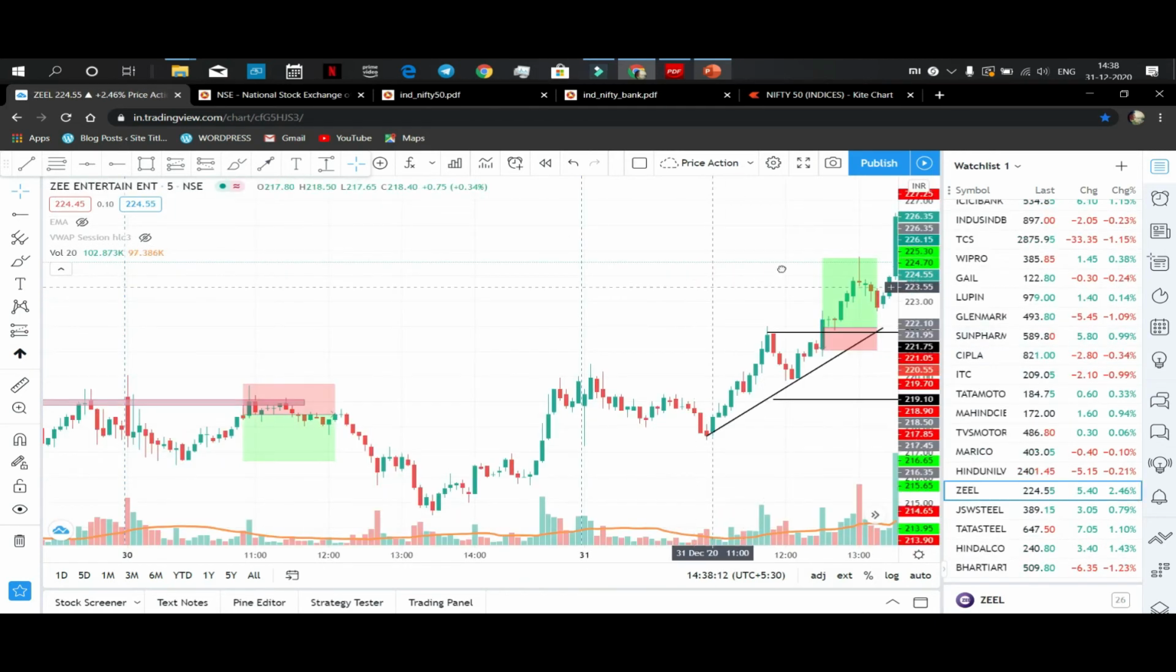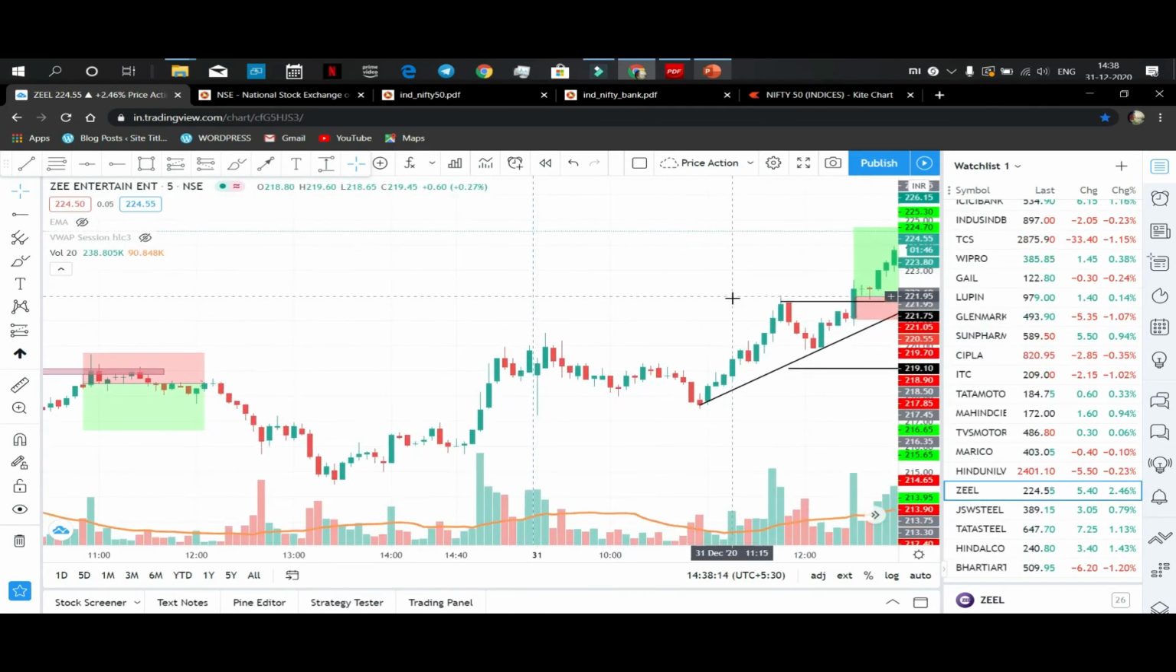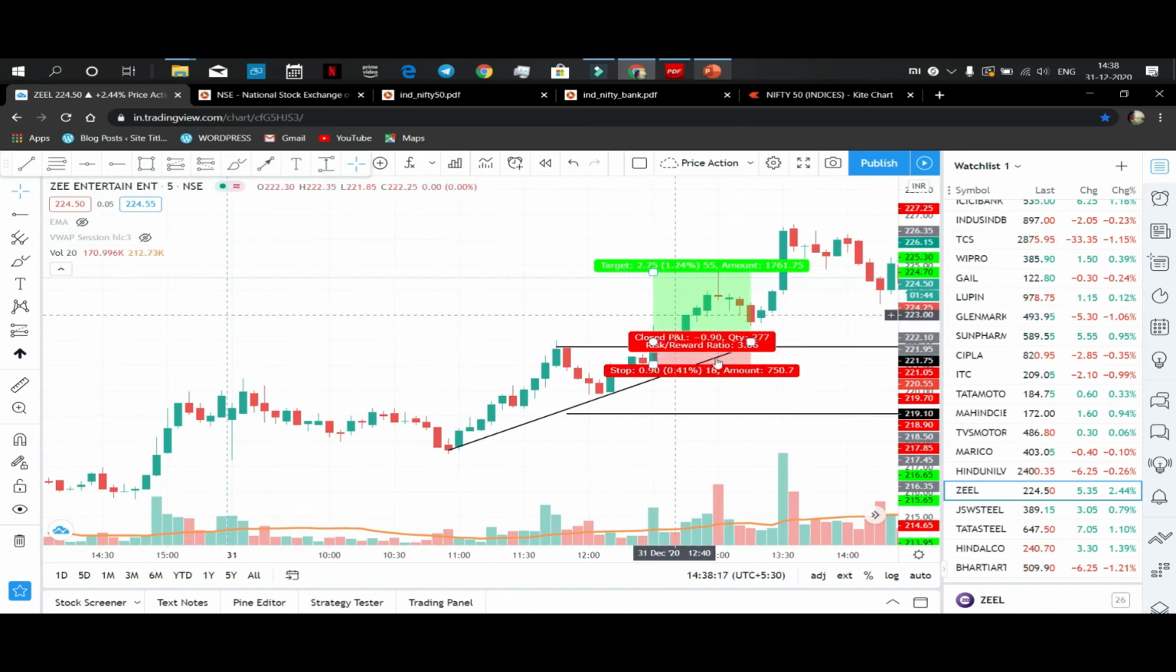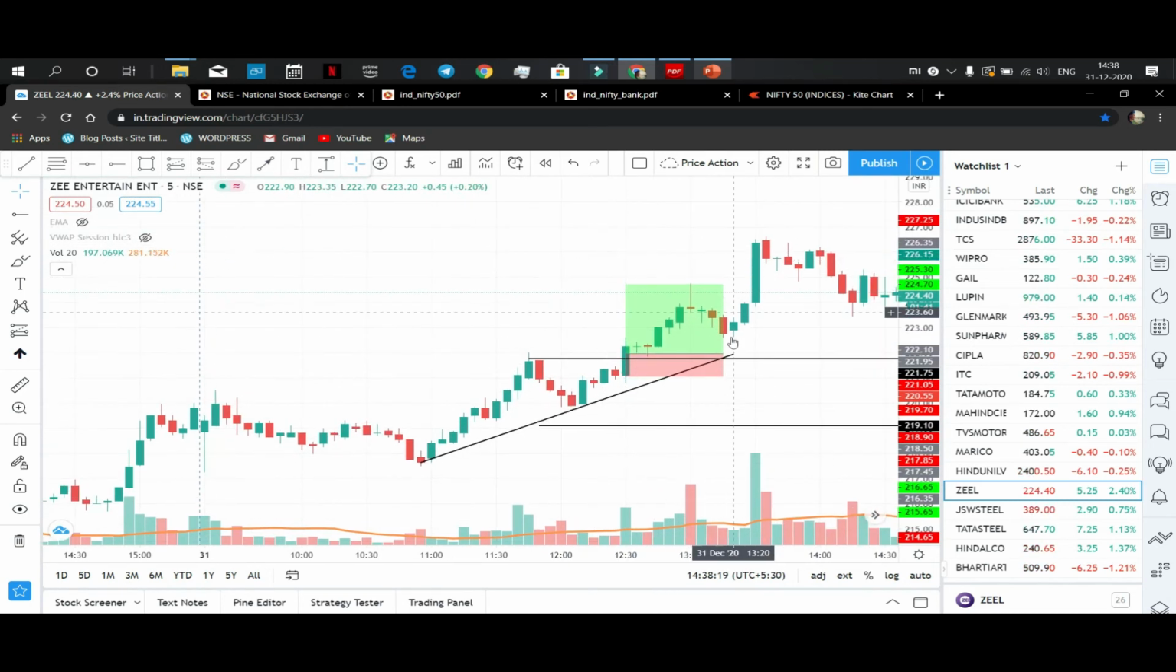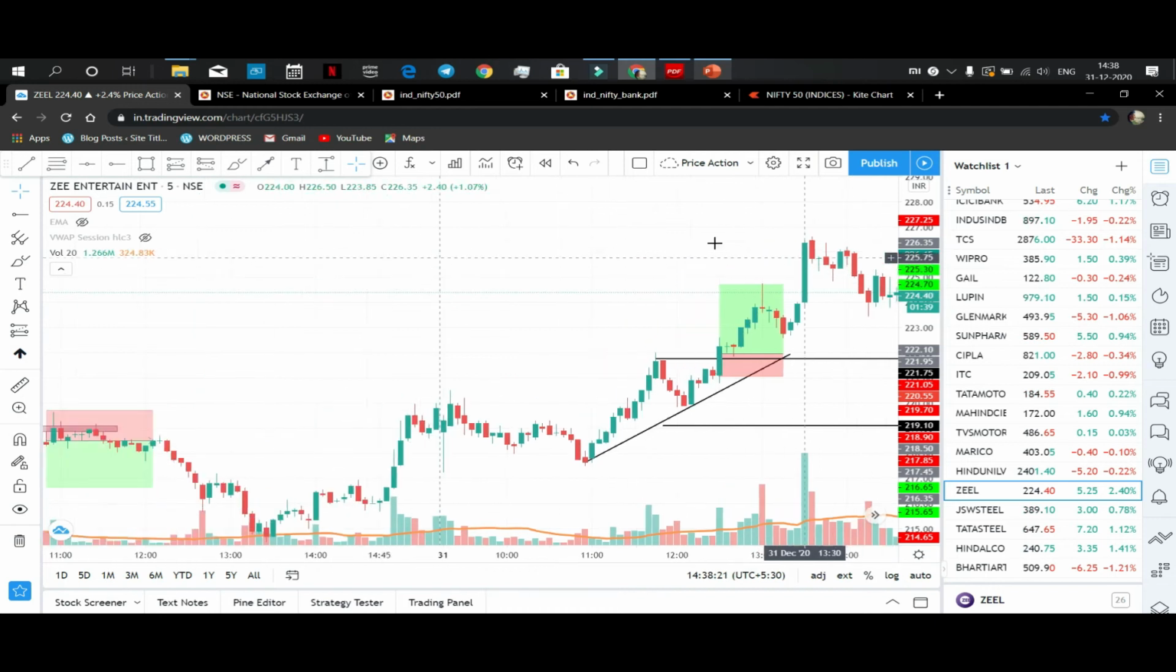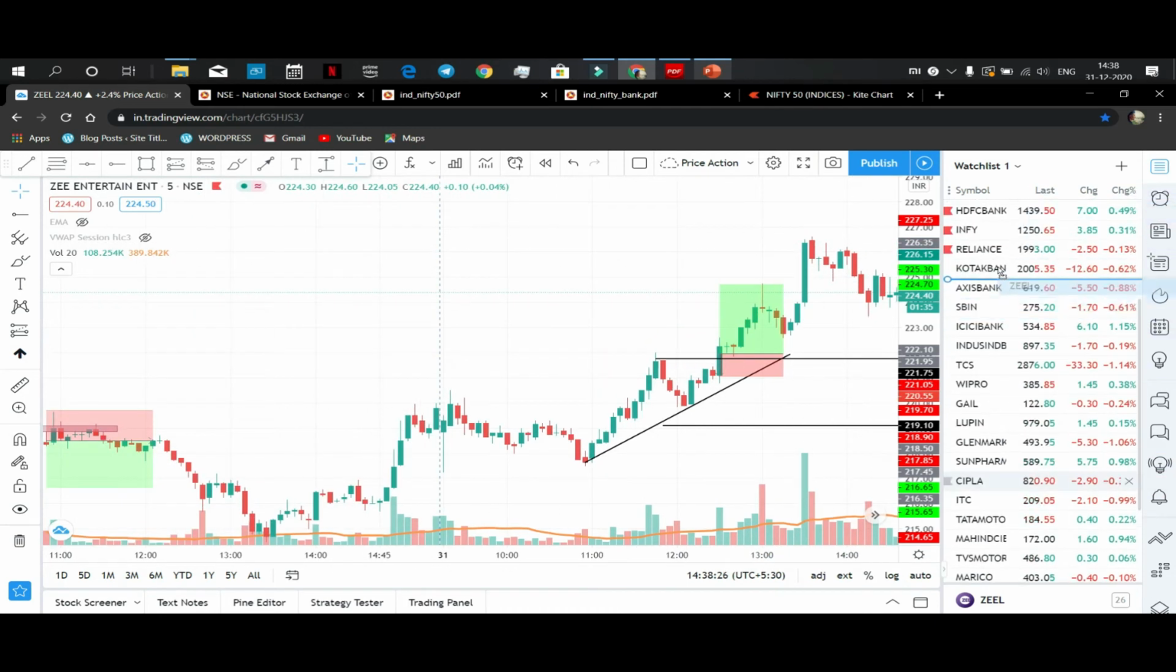Then I had Z Entertainment in my watch list. There was a breakout in the stock with high volume, so I took this stock into my watch list, and then I would put a flag on this stock and move it up into my watch list.